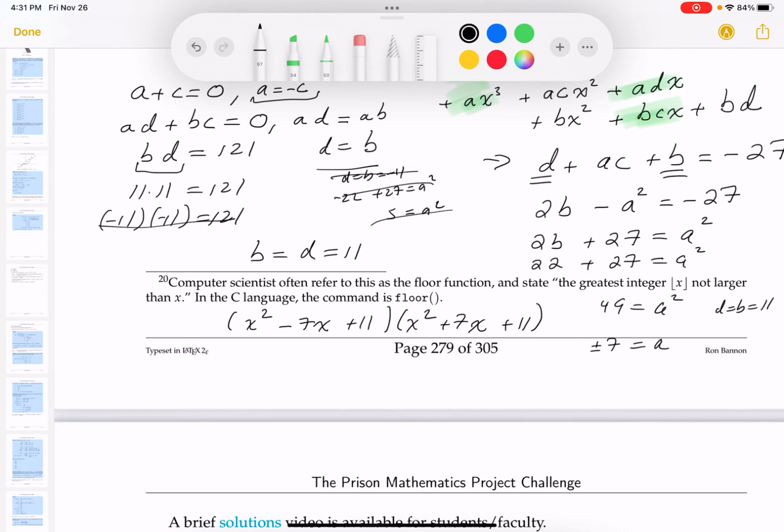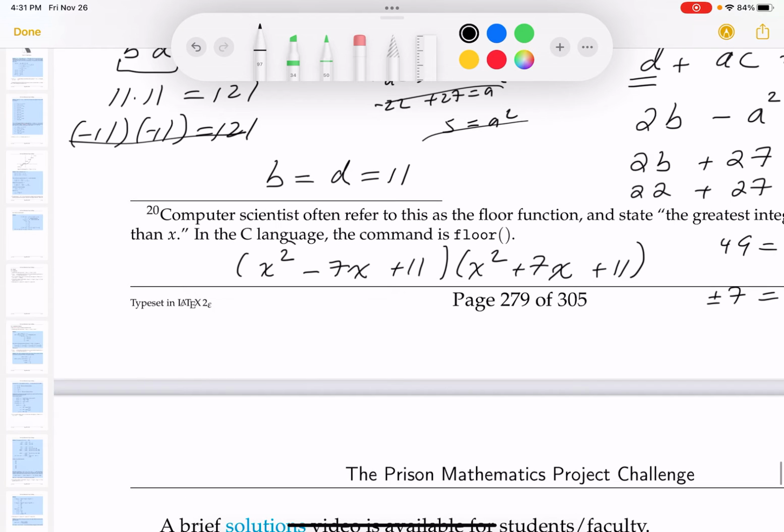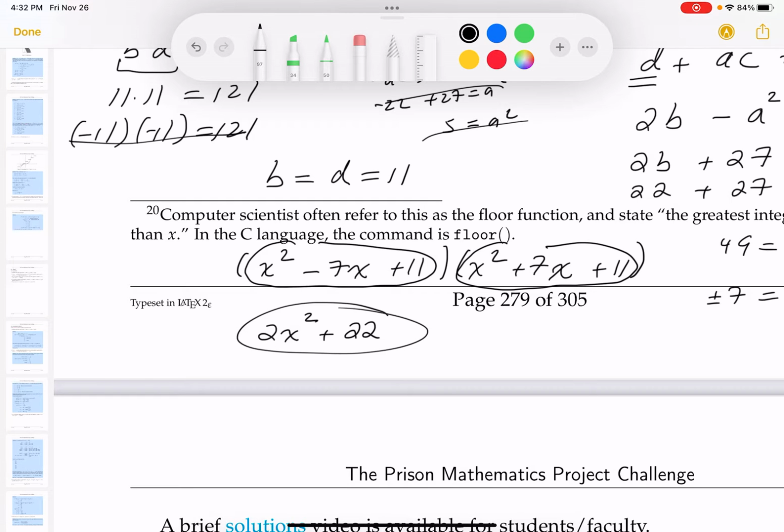So if I were to add these two polynomials together, this one and this one, that would be 2x squared. Well, minus 7x and plus 7x is 0. And then what do you get? 22. That's the sum of those two polynomials.